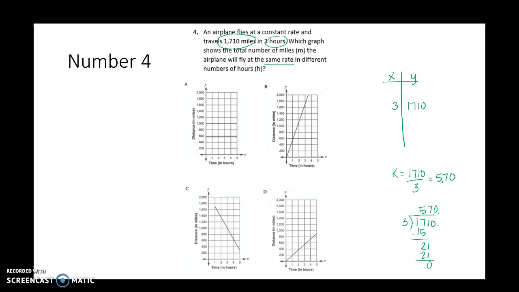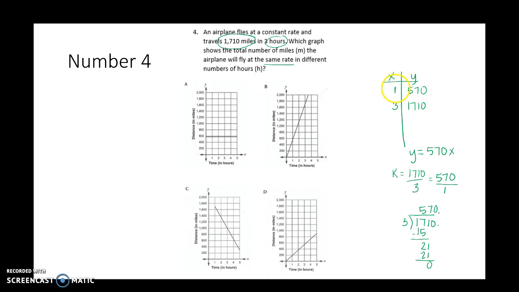Now, if I need to get my x, my y value, that's meaning that it's over 1, right? So x is 1, y is 570 as my constant. Let's practice writing our equation, guys. So y equals your constant, 570, x. Good. So let's look at this.